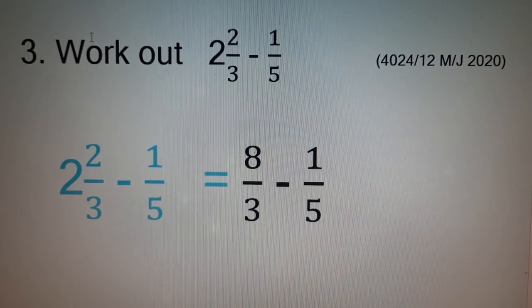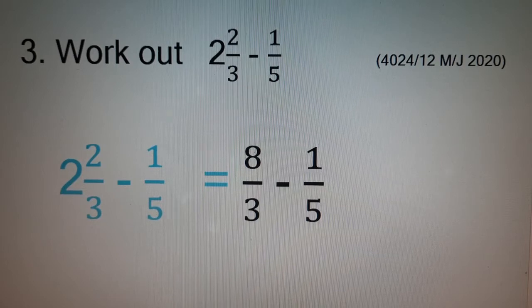After that we have to subtract these two fractions. So when we subtract fractions, we make their denominators equal. In the first fraction, denominator is 3. In the second fraction, denominator is 5. Then you have to find the LCM of the denominators. LCM of 3 and 5 is 15.